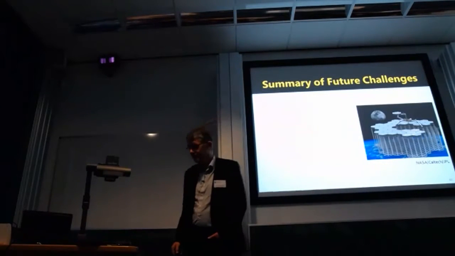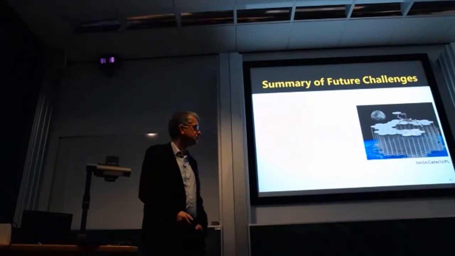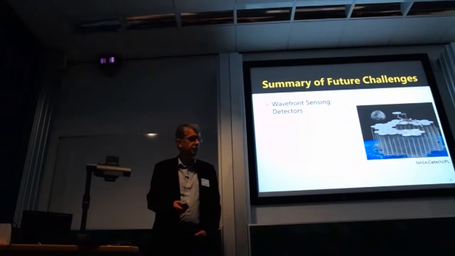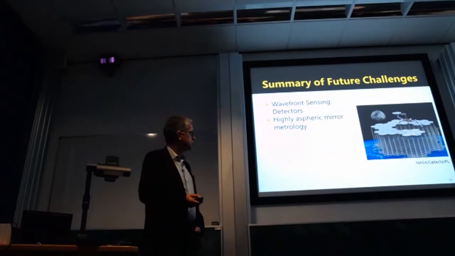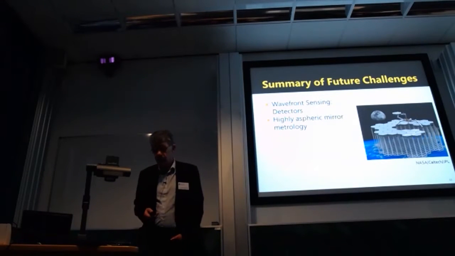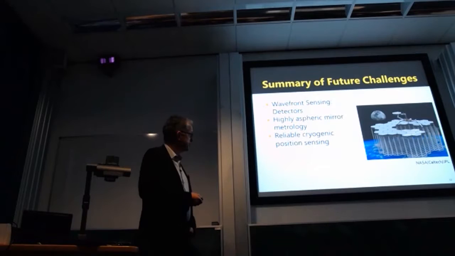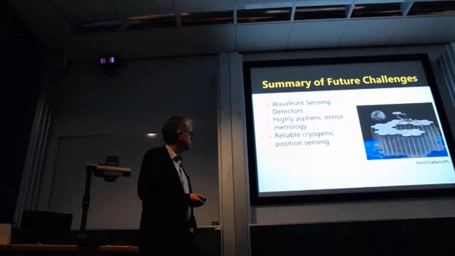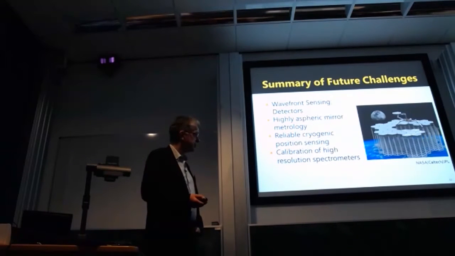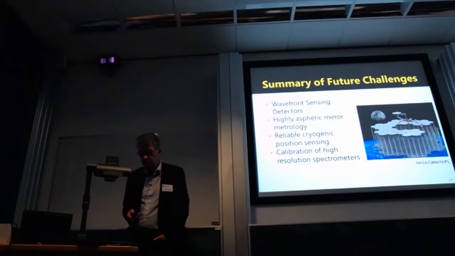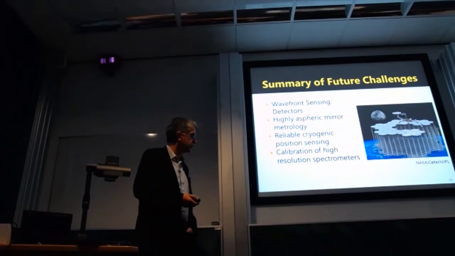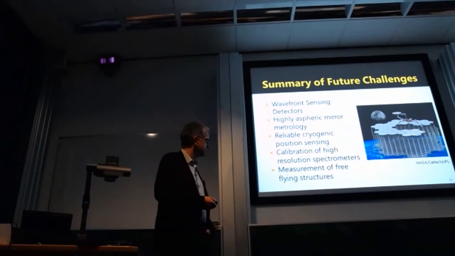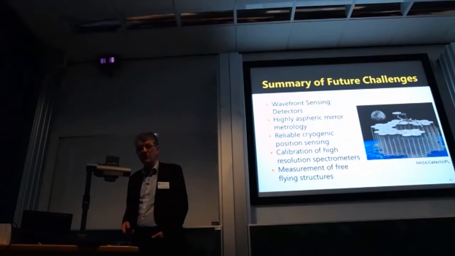So these are the challenges I feel for precision measurement in astronomy. Wavefront sensing, and the challenge is usually going to be the detectors. Metrology of highly aspheric mirrors, still not straightforward. Position sensing, more mundane, but position sensing within cryostats is still important and tricky for us. Calibration of high resolution spectrometers to enable us to understand more and more exoplanets, and then possibly the measurement of free-flying structures in space.